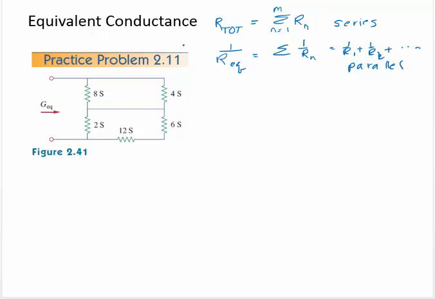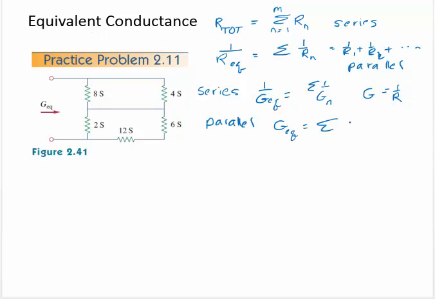So remember that. Now, when we deal with conductances instead, it's kind of flipped. So for series, if you're dealing with conductance, 1 over G equivalent is the sum of 1 over the conductances, because conductance equals 1 over resistance. And for parallel, conductance total is the sum of the conductances.